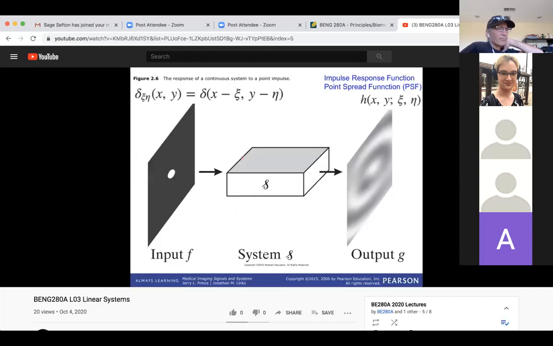And so here's a picture. Here's our input. This is one of our simple functions. It looks like a disk. It goes into our linear system S, as we're going to characterize our imaging system mathematically with this S function. And then out comes the picture, which is g.